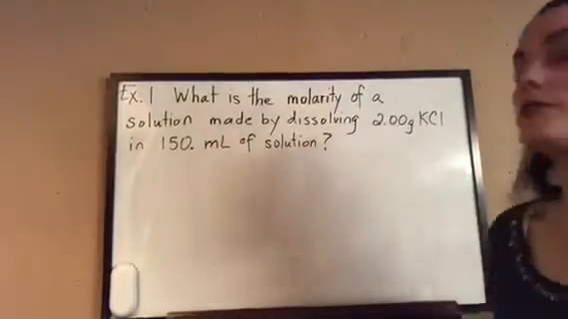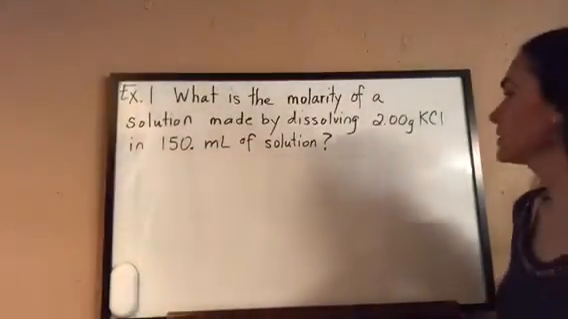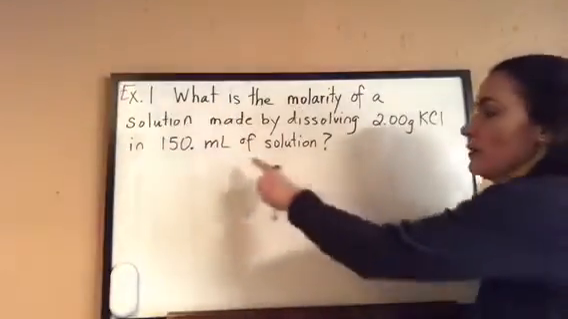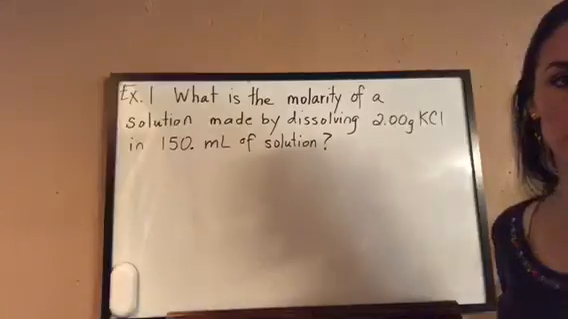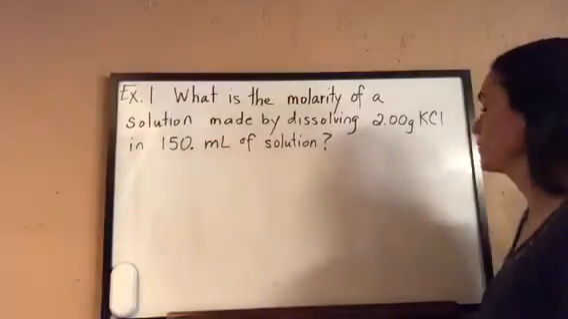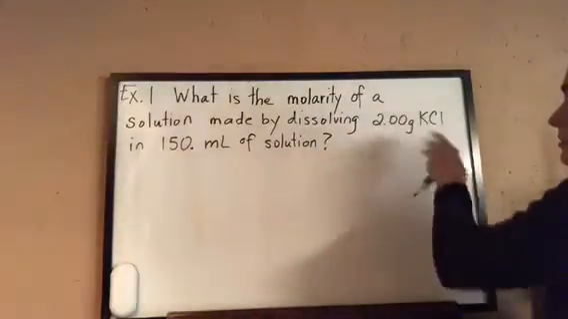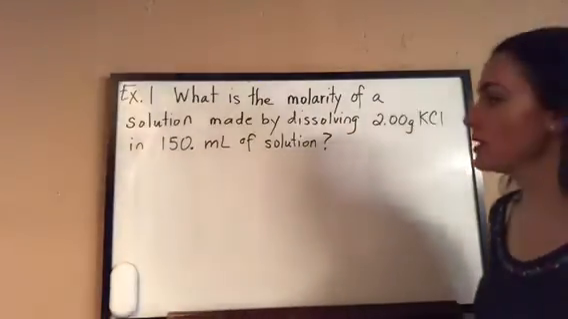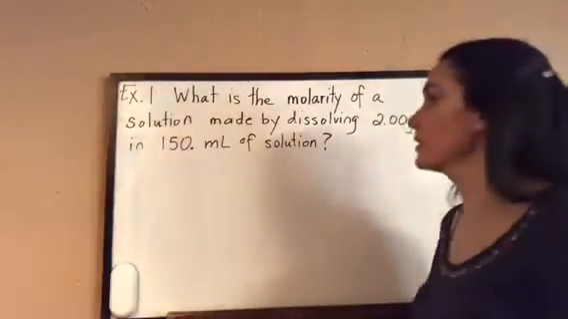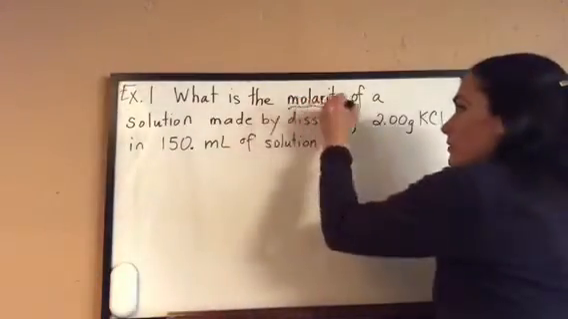Let's do a calculation. What is the molarity of a solution made by dissolving 2.00 grams of potassium chloride in 150 milliliters of solution? So potassium chloride is a salt, okay? It's a crystalline substance. So 2 grams of it are measured out on the balance. We want to make a 150 milliliter solution. We assume it's aqueous. What is the molarity of that? That's what we want to find.